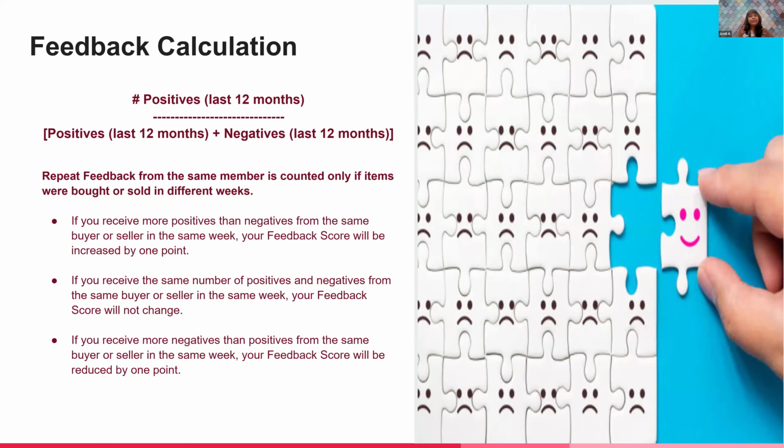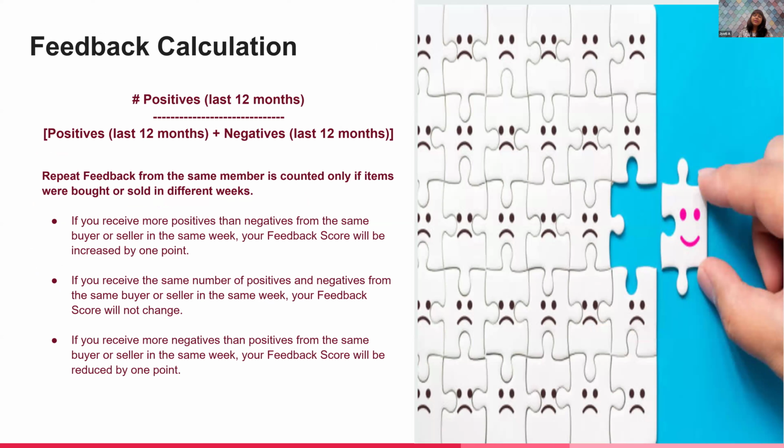Talking about feedback calculation, the calculation on eBay about feedback is very simple. Total positives divided by total negatives and total positives that you have received in the last 12 months, which means in the feedback calculation, neutral is not taken into consideration.